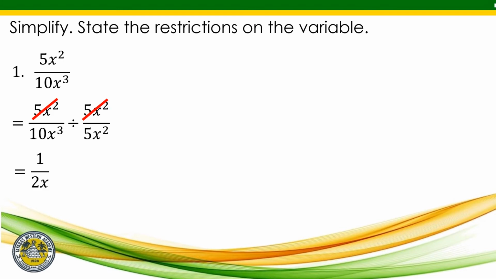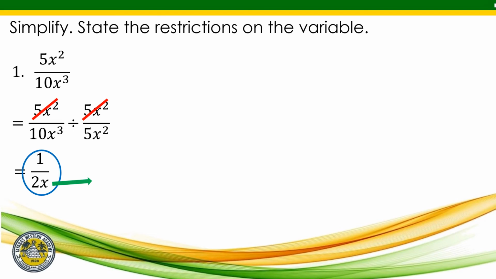X cubed divided by x squared. So, sinusubtract lang natin yung exponent. Copy the variable. So, 3 minus 2 is 1. Copy the variable, 1 ang exponent nito. So, ito na yung na-simplify nating rational expression. And then, kapag ganito yung ating result, wala naman tayong plus or minus. Iisip na lang tayo, ano ba yung i-multiply natin sa 2 para maging 0?